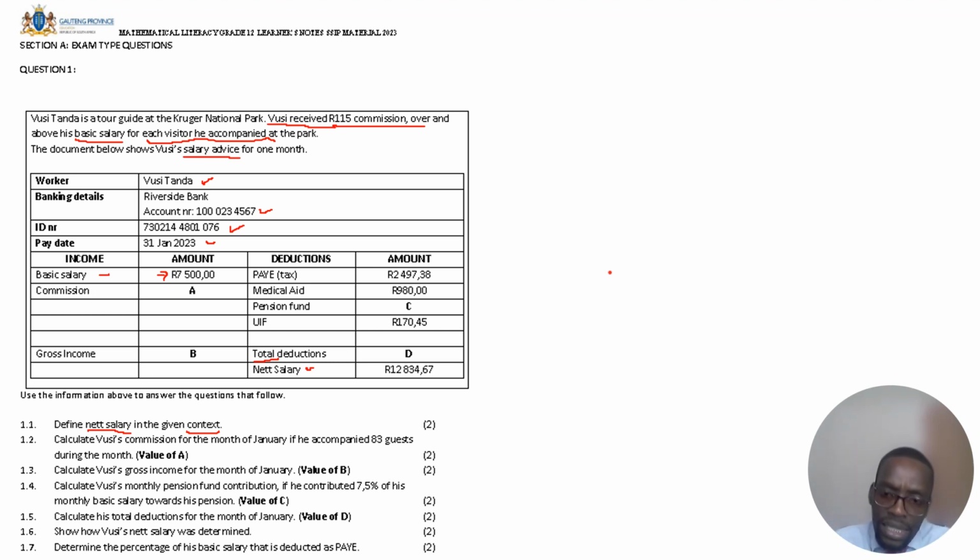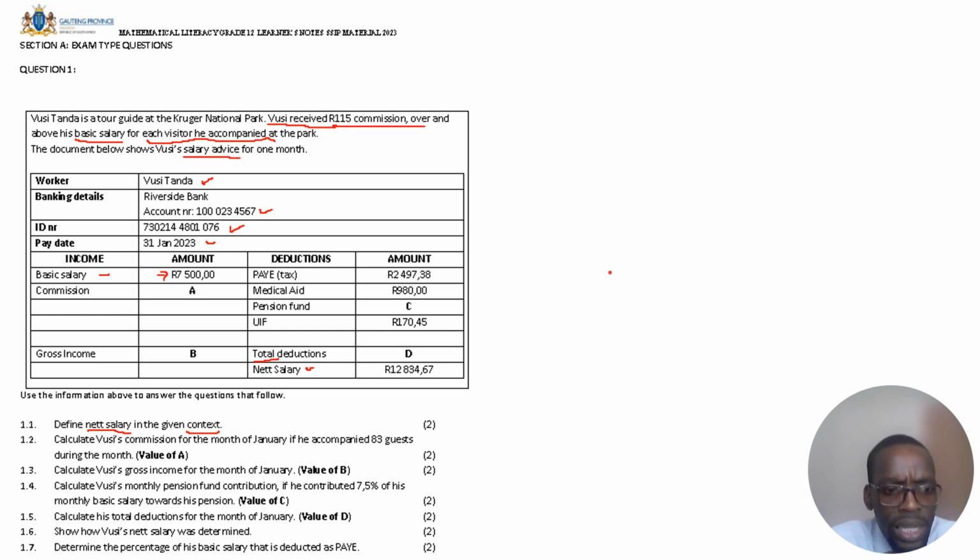So you need to remember to include the context there, and our context in this case is VUS. The general definition of net salary is the amount of money that one takes home, or the amount of money that one receives after having paid all the total deductions. But now in the context of VUS, you need to remember to include the word VUS in your response, because that's the context that is given. I hope I've clarified that.